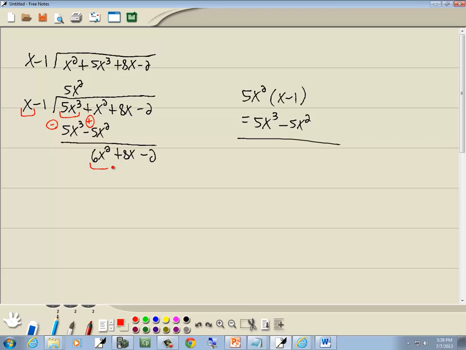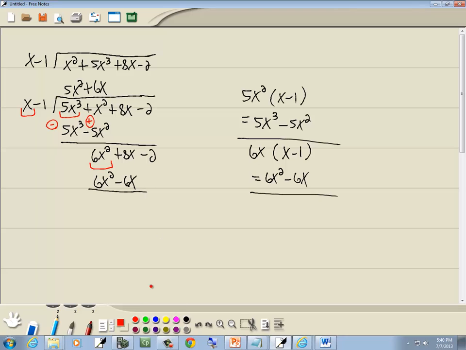Again, we look at the first term of each, decide what to put up on top. You ask yourself what times x gives you 6x squared, and that's 6x. Whatever we put up on top, we multiply by what's out in front. So I'll take 6x times x minus 1. 6x times x is 6x squared. 6x times negative 1 is negative 6x. So we got 6x squared minus 6x.